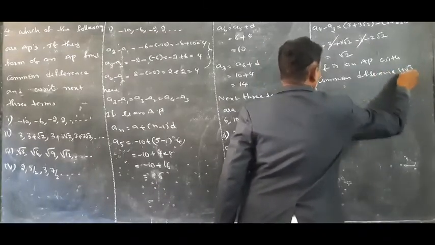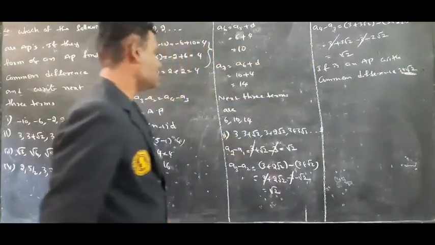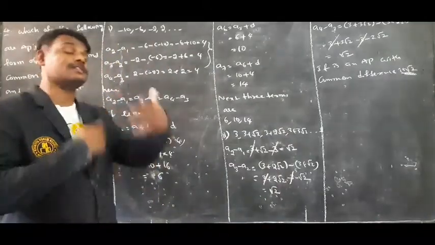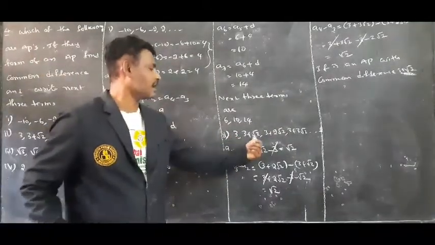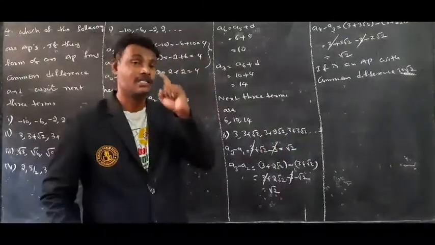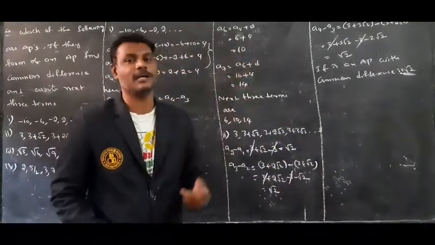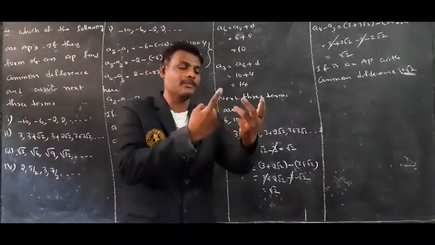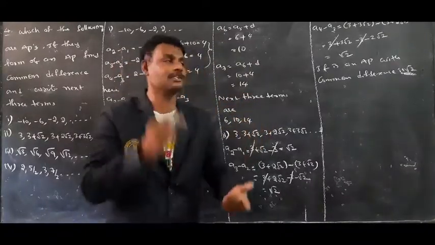Is root 2 with common difference root 2. Now this is an AP. Next I need the next three terms. So first, second, third, fourth. Already I know the first 4 terms. Next I need the next 3 terms. It means you have to find the 5th term, 6th term and also the 7th term.